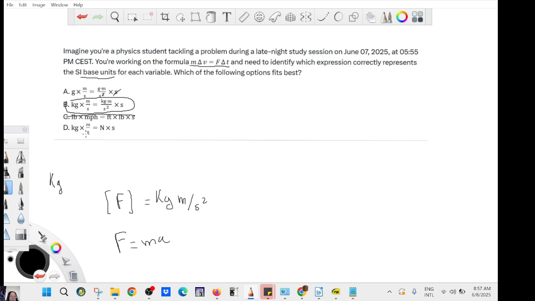What about this one? Mass, yes, meter per second. And then the force is in Newton and the time is in second. So it has to be this one, because in SI units, the unit for force is Newton. So the answer will be D.